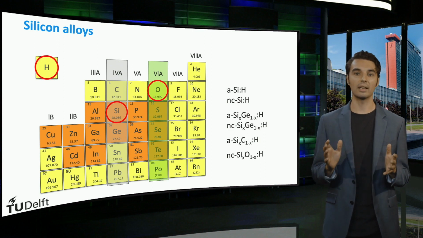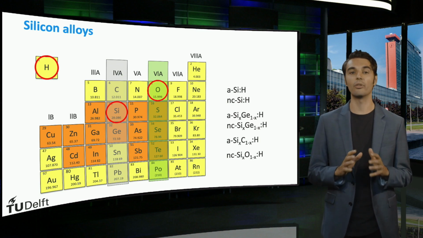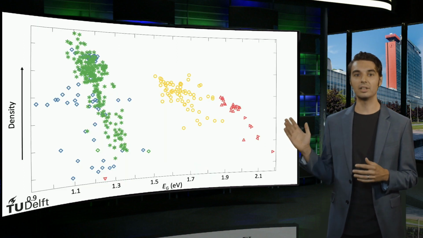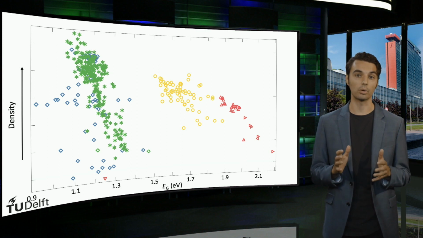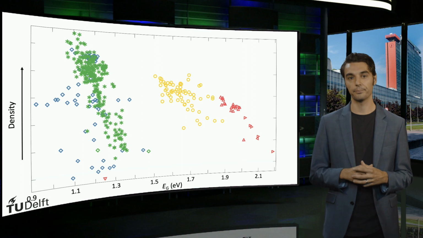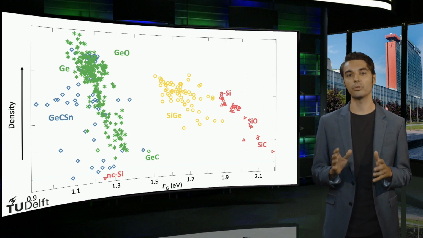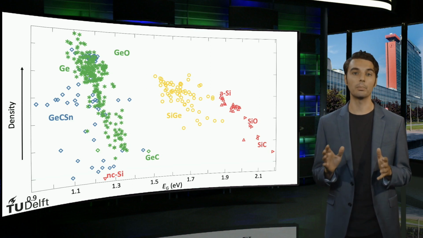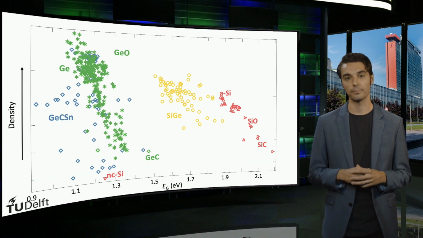By alloying silicon with different elements, we can produce thin film silicon absorber layers with a range of bandgap energies. This is demonstrated in this figure, where the measured optical bandgap energies of a large number of group 4 alloys are plotted as a function of the material density. The colors in this plot indicate different elemental compositions of the group 4 alloys. The visual shows that changes in the bandgap energy of a group 4 alloy can be realized in different ways.